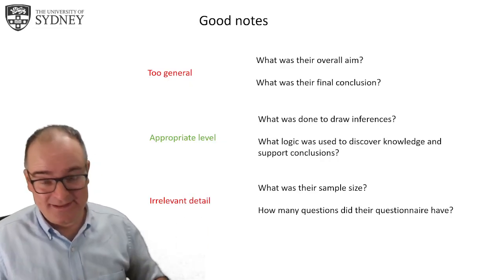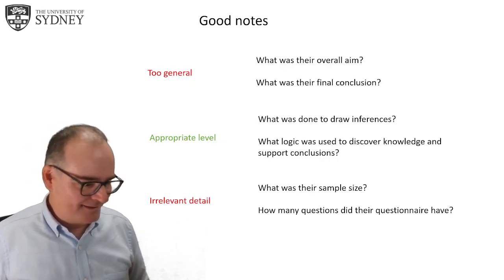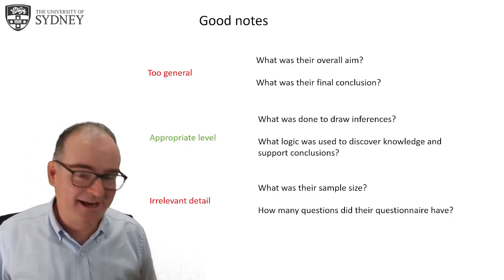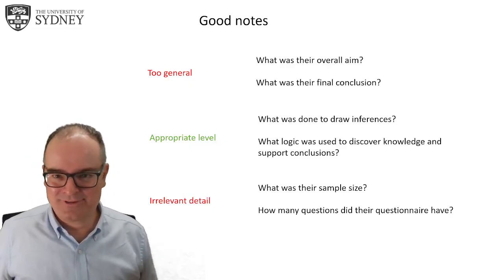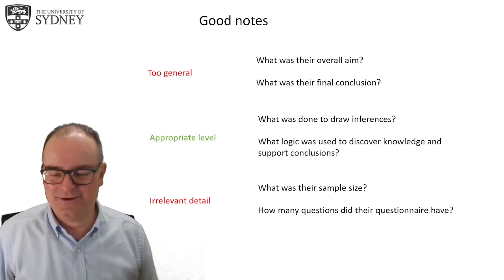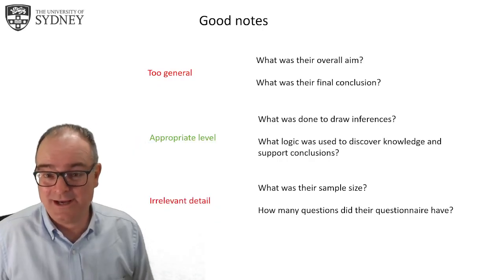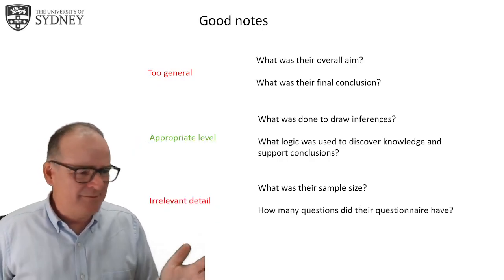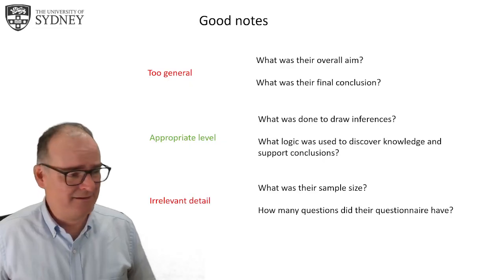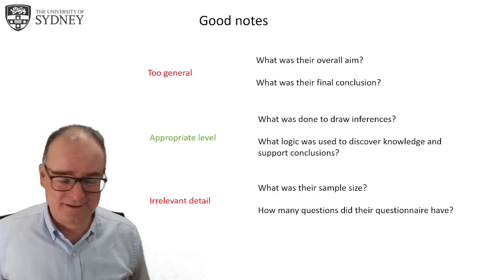Irrelevant detail is too far the other way. What was the sample size? How many questions did their questionnaire have? You're looking at the wrong things. It's not important, okay? Don't take notes on it. It's there in the set reference if you need to look back on it later if it does become relevant, but don't clutter up your notes with that and don't waste your time reading through all that stuff.